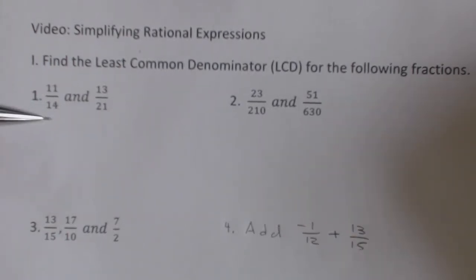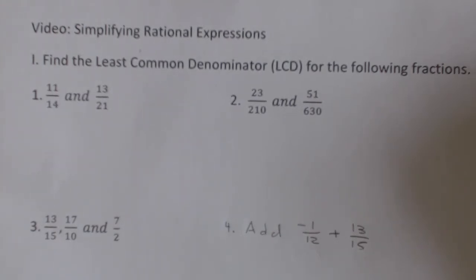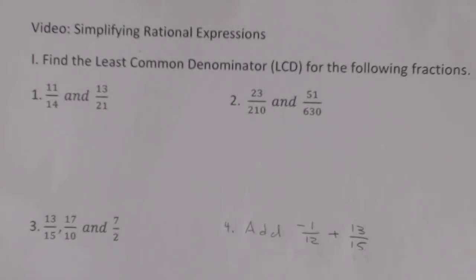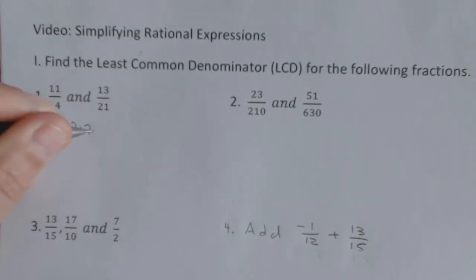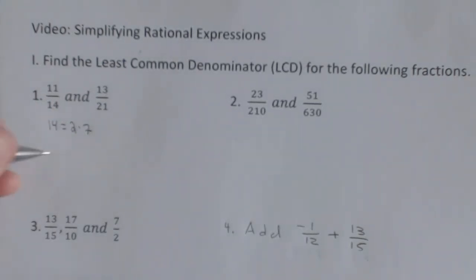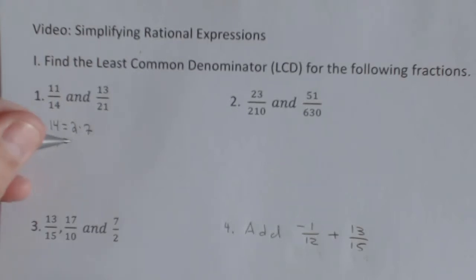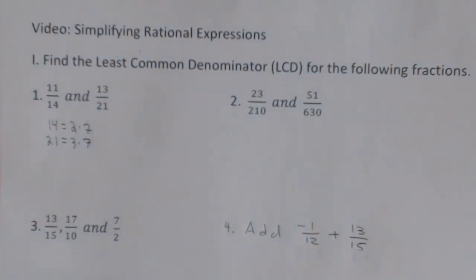A common denominator will always be 14 times 21, or the denominators multiplied together, but that wouldn't necessarily be the least common denominator. So that's the trick, finding the least common denominator. There are a couple of ways to go about this. You could write down what 14 is. 14 is 2 times 7, so those are 14's factors. And 21 is 3 times 7, so those are 21's factors.